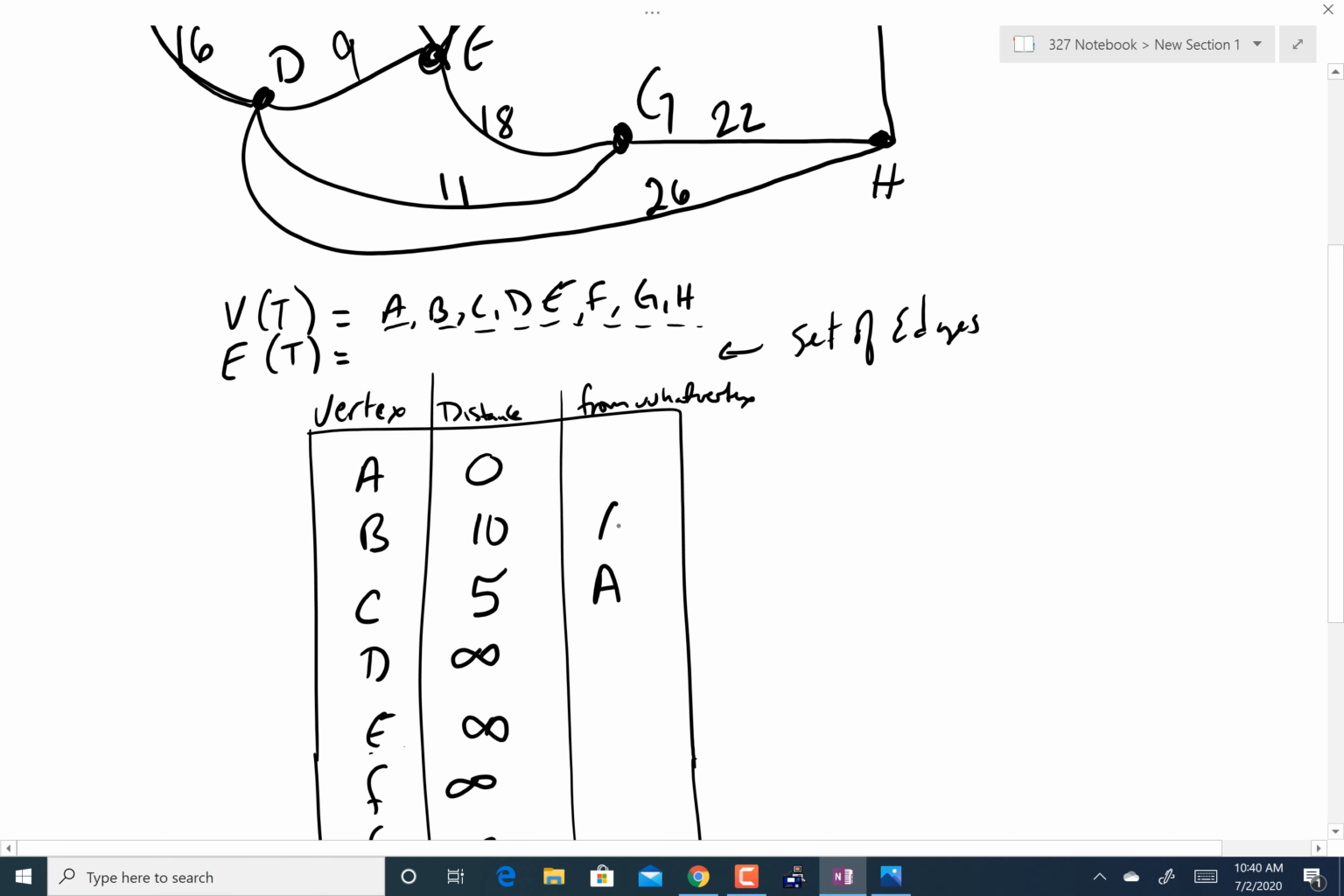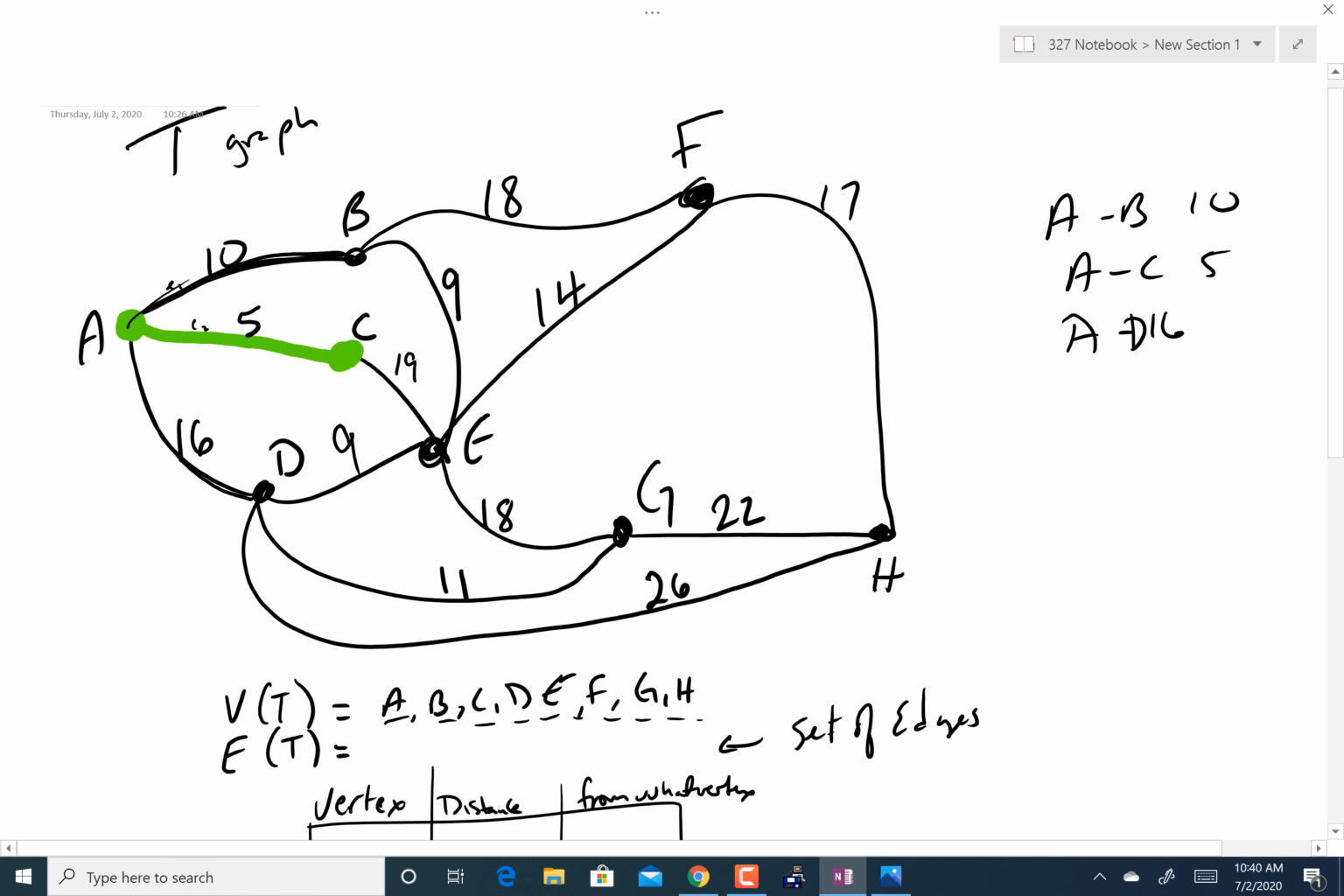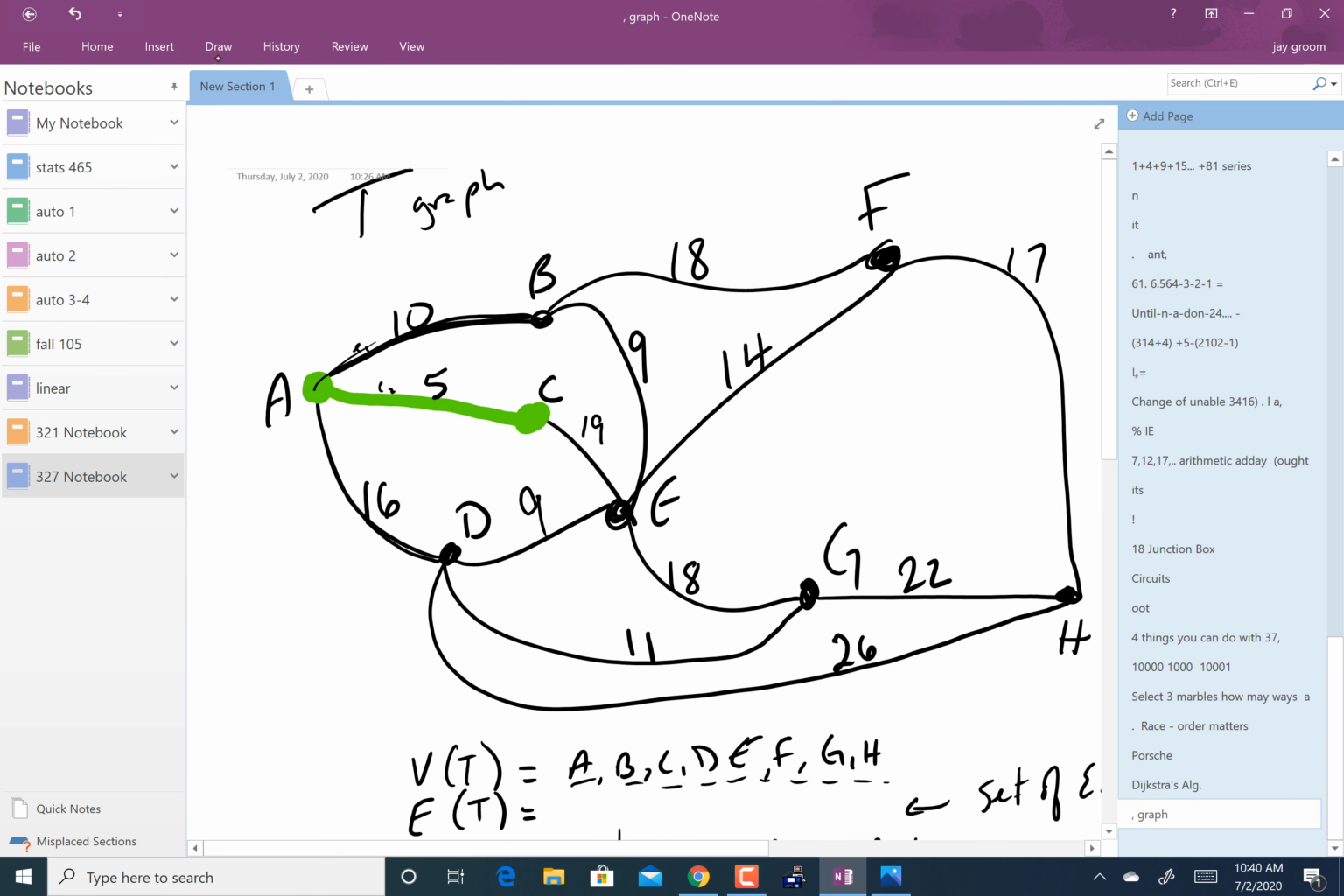10, and that is from A. So we will be using this edge. Boom, right there. Okay, nice. Well, let's talk about D.